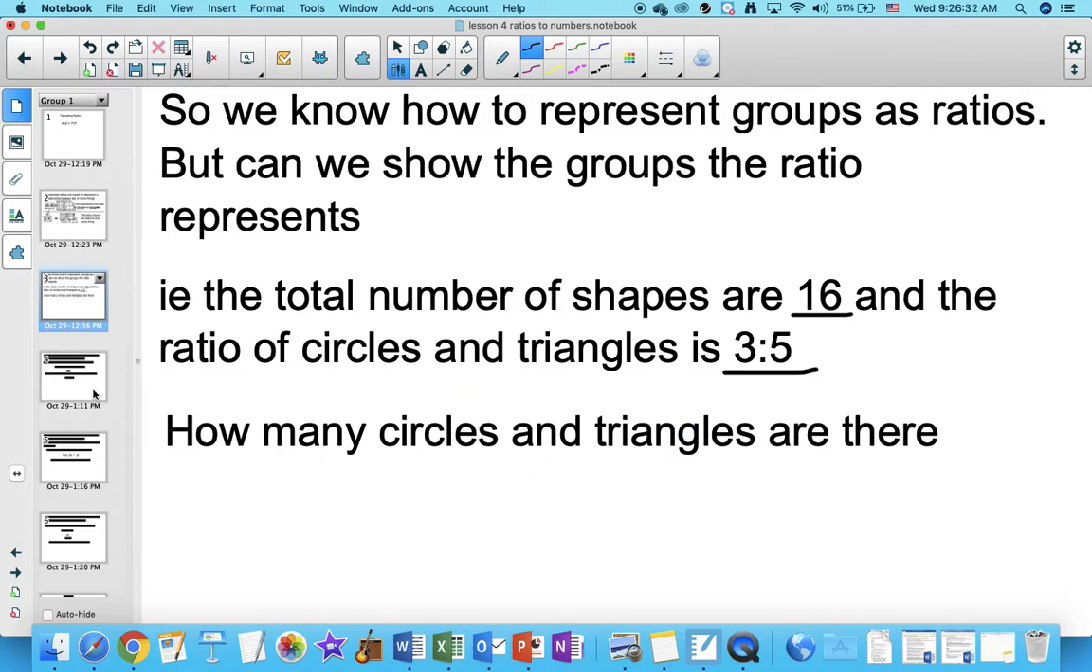So we can take a look at this and go, okay, how do we find the number of circles and triangles when the ratio is 3 to 5, but there are 16 shapes, right? This is not saying I have 3 circles and 5 triangles. That's 8. That's not 16, right? This is telling me the relationship between circles and triangles is 3 to 5. So what that's telling me is for every 3 circles I have, I should have 5 triangles.